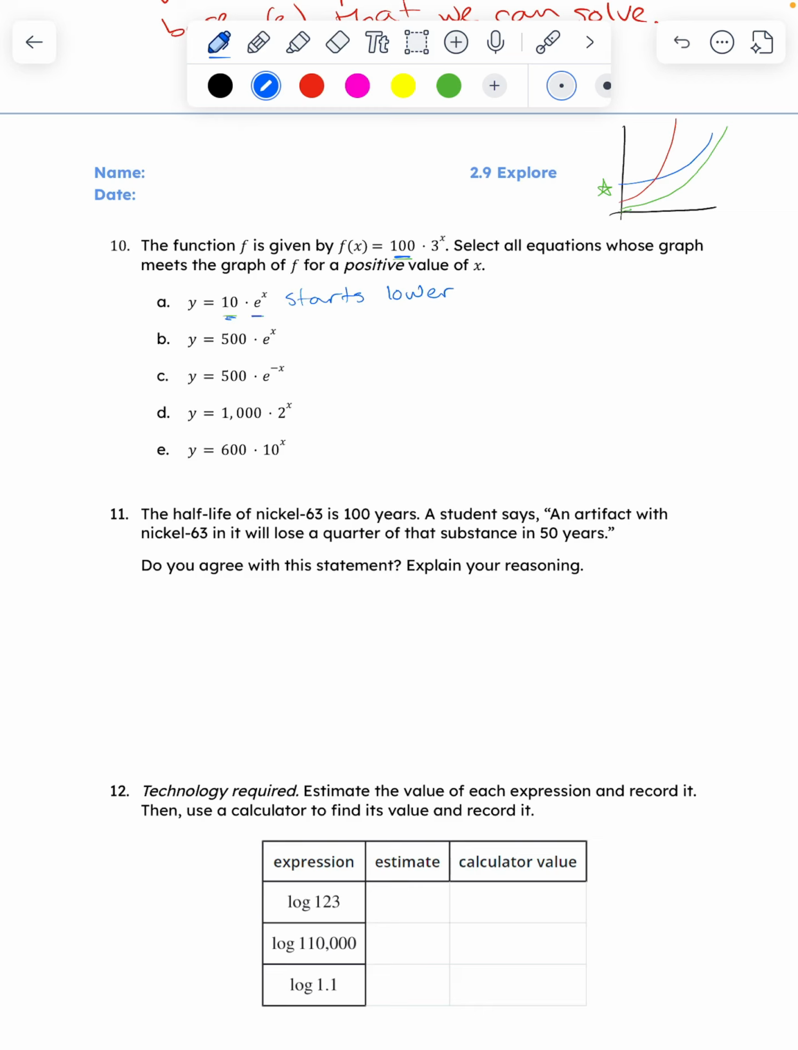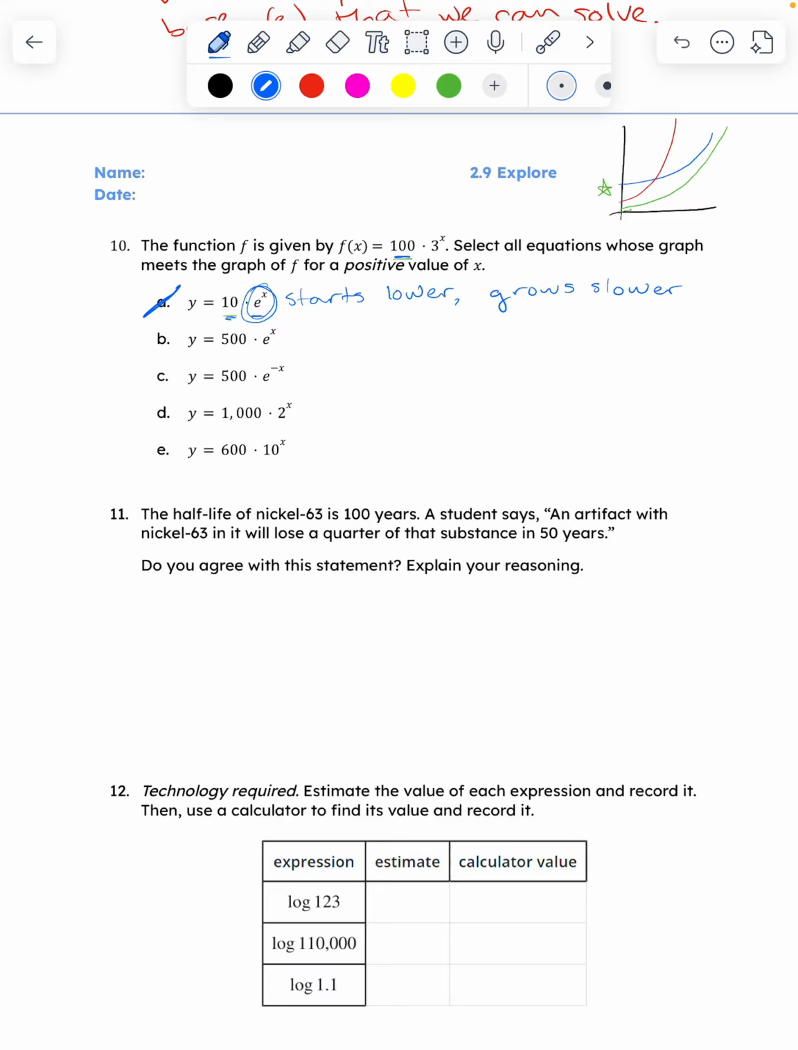Well, the growth rate is going to be determined by this e part of each of my equations, or 2 or 10 part, right? And is e to the x going to be a steeper slope or a less steep slope than 3 to the x? Well, e is 2.71 something something. So it's definitely less than 3. So when I raise it to the same power, if it's a positive power, it's always going to be less, right? So it starts lower, it grows slower, it is always going to be below my function f of x. So a is out, 1 down.